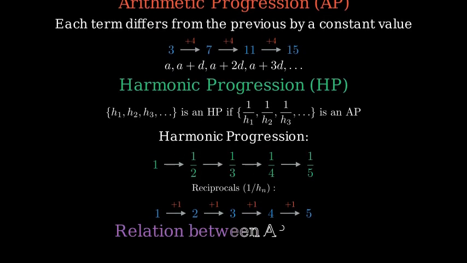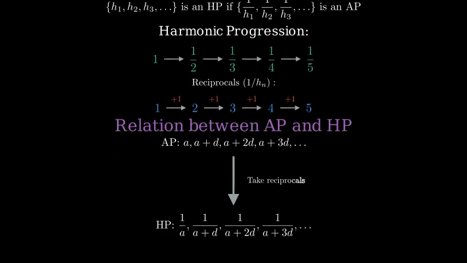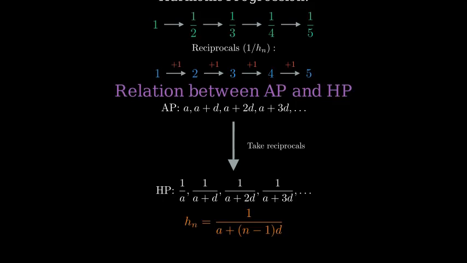Let's derive the general formula for a harmonic progression. If we have an arithmetic progression a, a plus d, a plus 2d, and so on, then the corresponding harmonic progression would be 1 over a, 1 over a plus d, 1 over a plus 2d, and so on. So the nth term of a harmonic progression can be written as 1 over a plus n minus 1 times d, where a is the first term of the corresponding arithmetic progression, and d is its common difference.